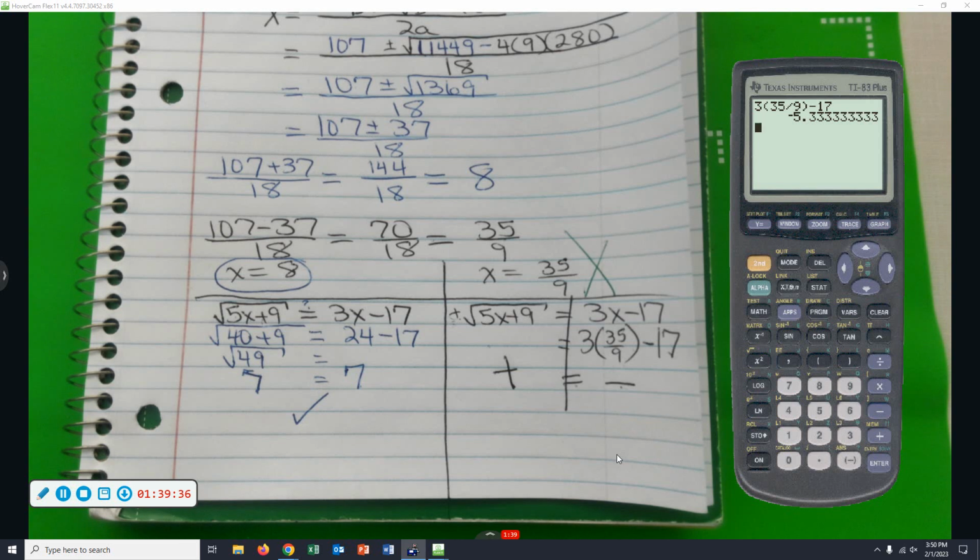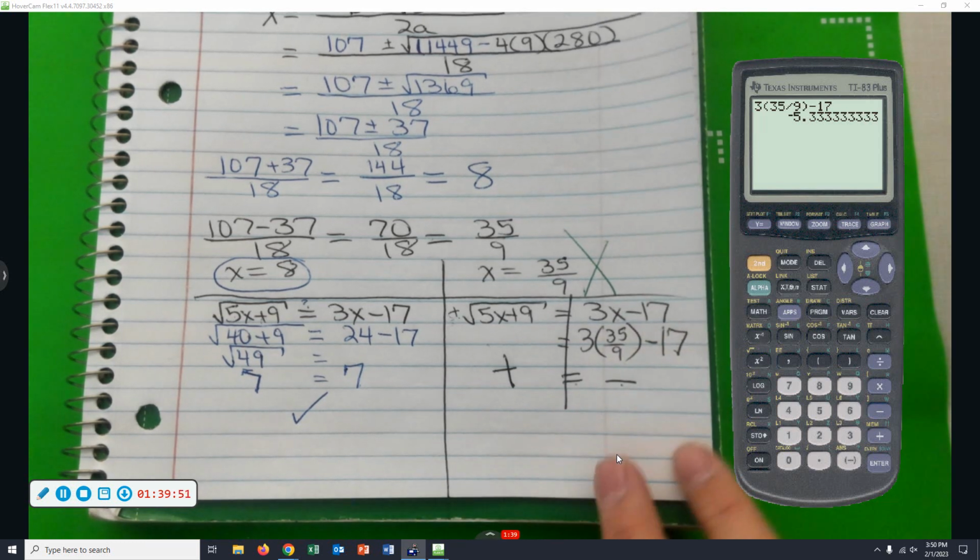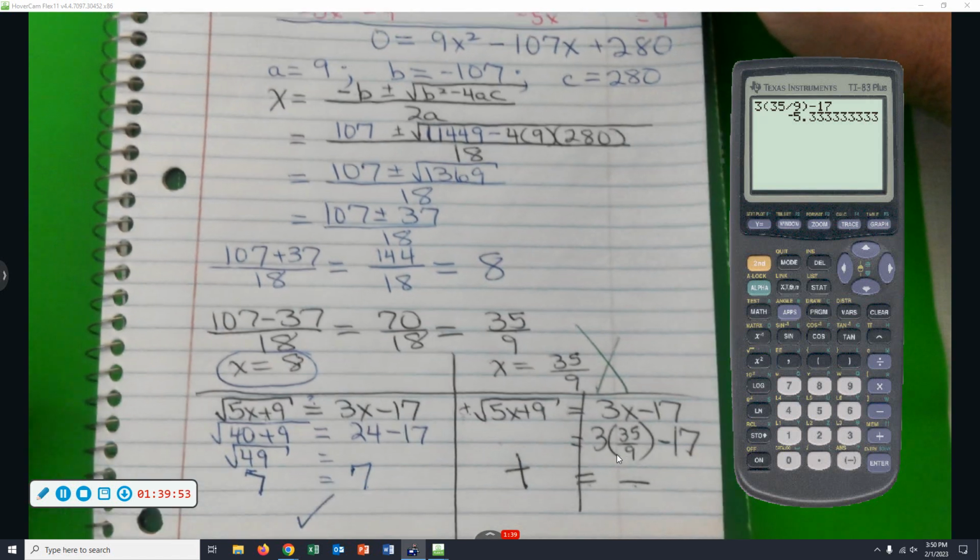I think a lot of times students will come up with little rules: oh, a fraction doesn't check. No, that's not what we're saying. The fact that it's a fraction is not the reason that it's not checking.